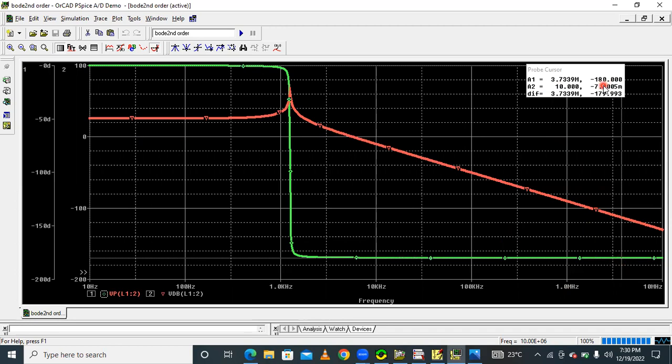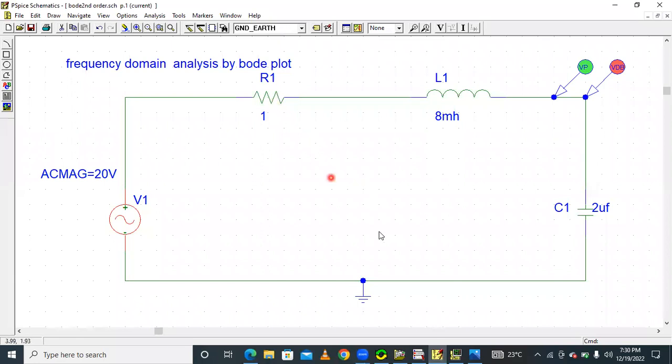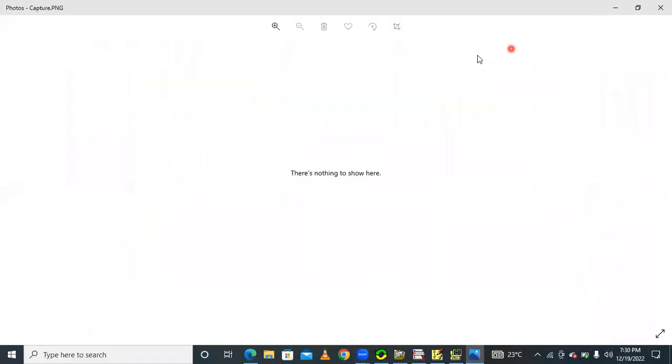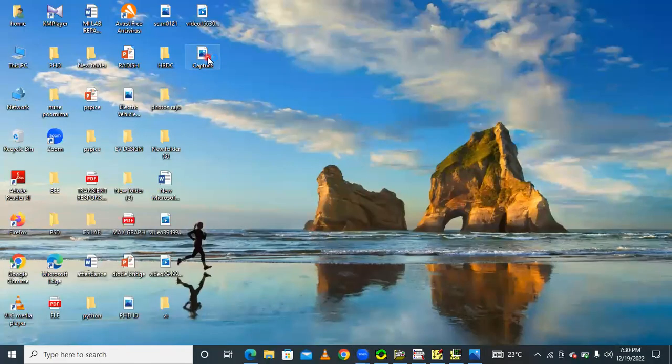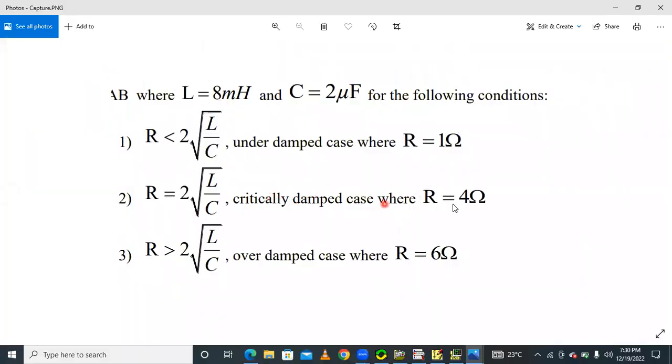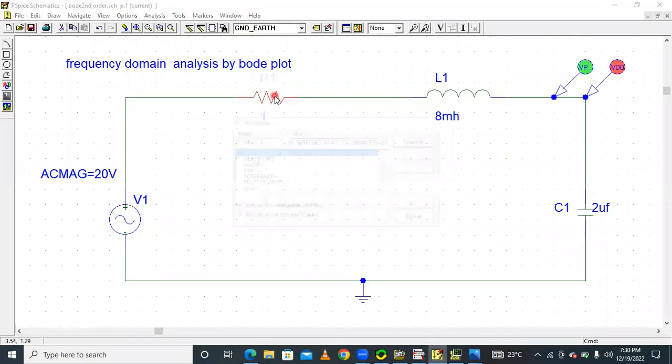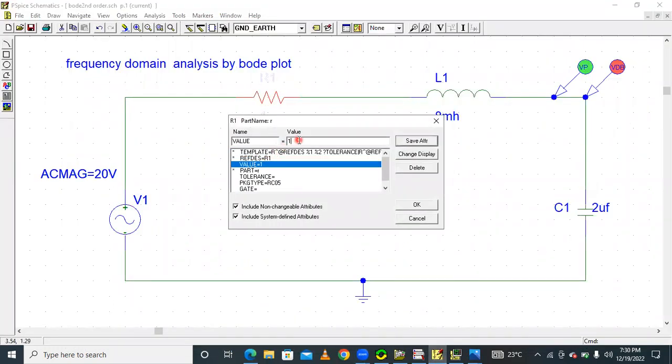So when it is crossing the minus 180 degrees line, that frequency is called the phase crossover frequency. Here the phase crossover frequency is approximately 3.73 megahertz. And next, by changing the value of resistance you will get the critically damped system. For the critically damped system, what is the value of resistance? R is equal to 4 ohms. So in the schematic, change the value of resistance to R equal to 4.